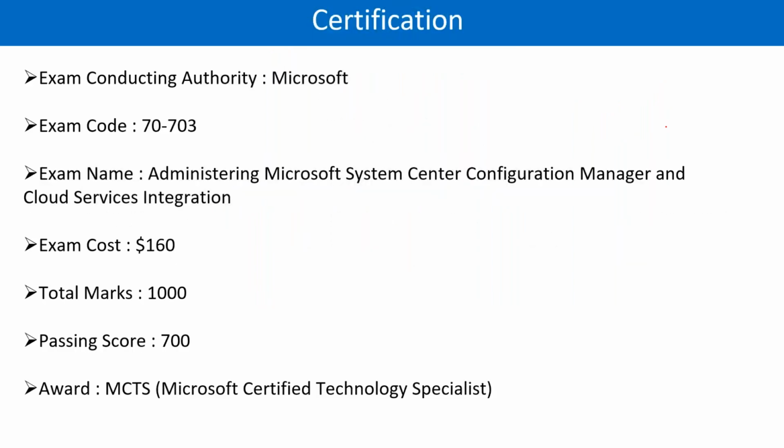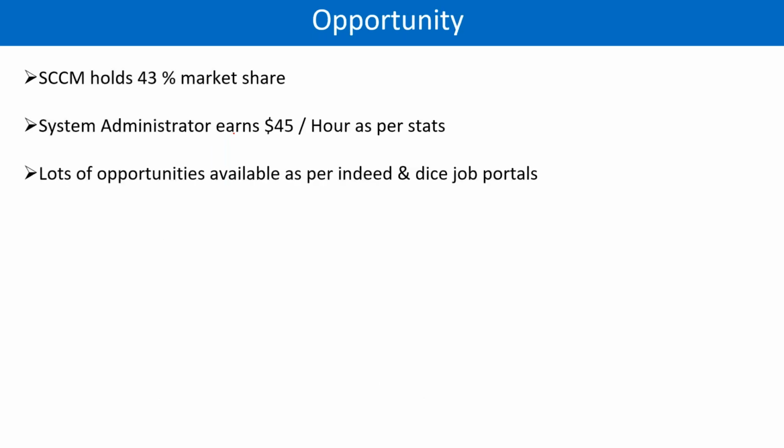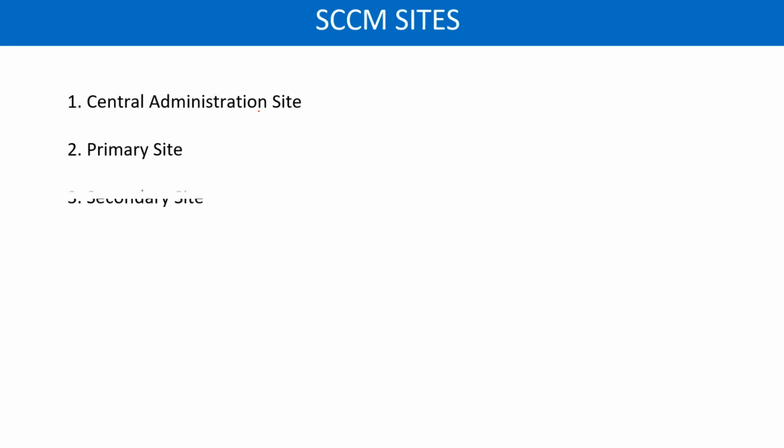Now we used to have exam 70-703, but that is expired. So we have already talked about the opportunities in SCCM. SCCM holds 43% of market share. People are earning somewhere around $45 per hour average salary. Now we discussed about sites in SCCM. There are 3 sites: central, primary, and secondary.